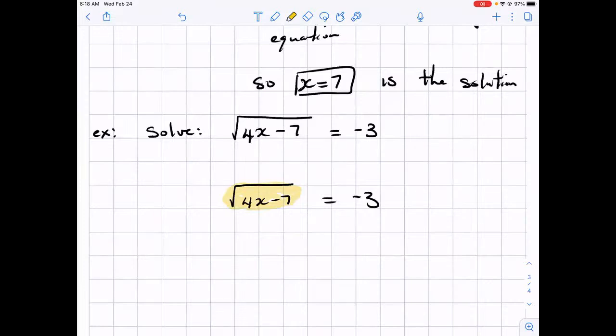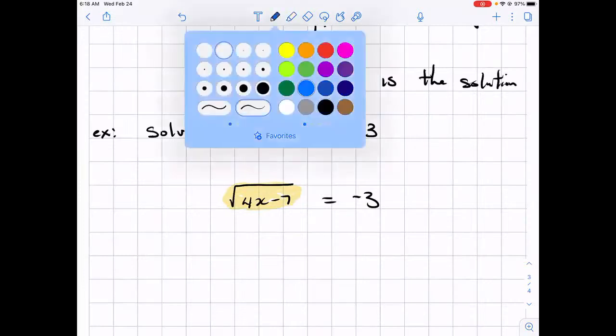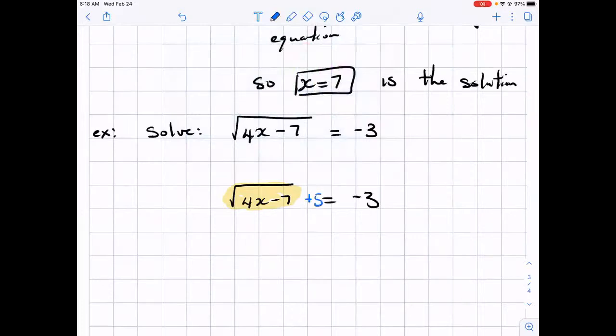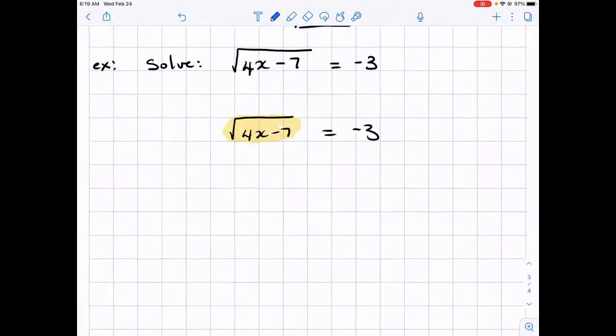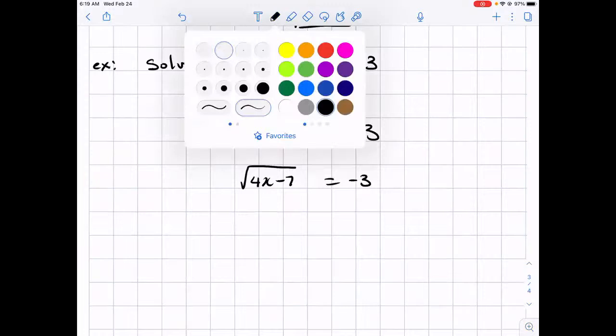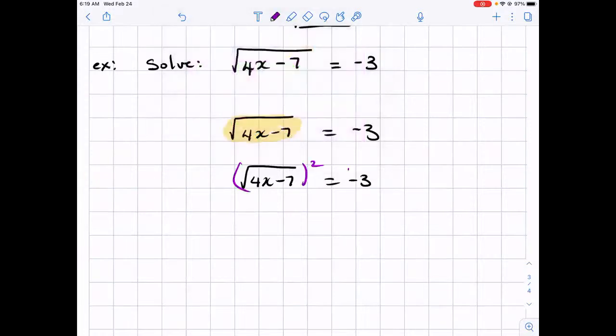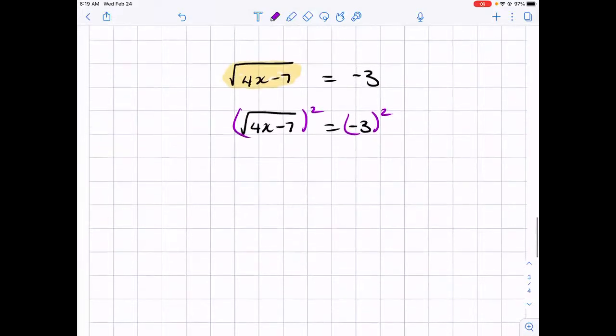There is nothing out here, right? Like a plus or a minus anything. So if that was the case, you would have had an additional step to do. Okay. So to do this, we now square both sides. So the square root of 4x minus 7 equals -3. We will square both sides. By squaring both sides, that square and the square root cancels. So we have 4x minus 7 is equal to 9.